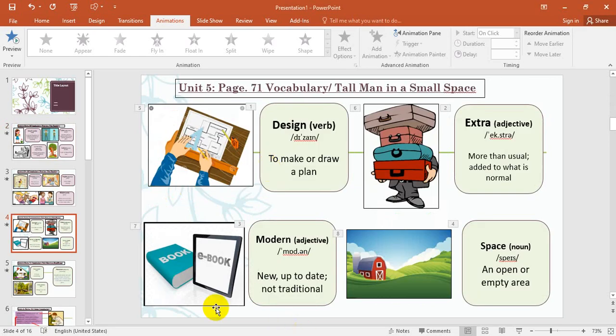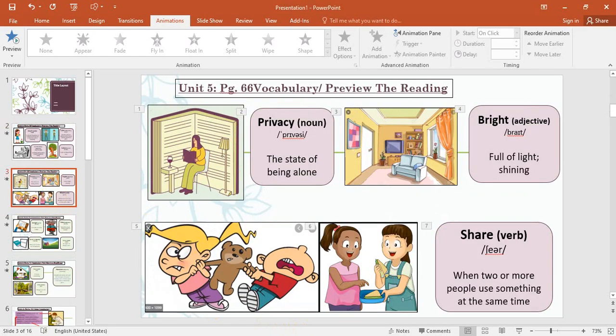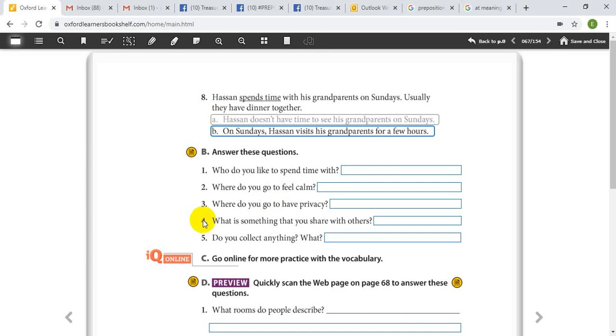Okay, so now let's go back to our book. Now you have to answer these questions. This is on page 67. Who do you like to spend time with? So who, that means this should be a person. It can be your mother, your sister, your father, your friend, husband, anyone in your family. It can be your grandmother, your grandfather. So who do you like to spend time with?